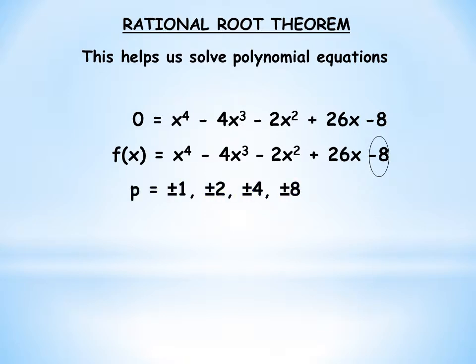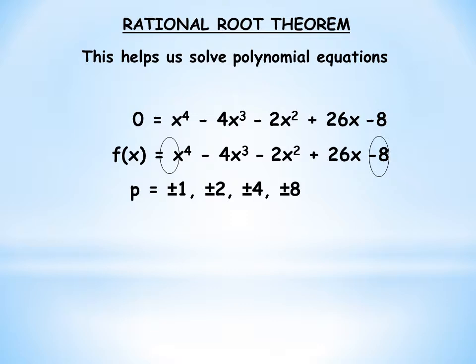The rational root theorem tells us that you're going to take all the factors of the last term, so all the factors of negative 8, and you're going to call that p. So it could be positive 1 and negative 8, or negative 1 and positive 8. It could be positive 2 and negative 4, or negative 2 and positive 4. So any combination of these 8 numbers, plus or minus 1, plus or minus 2, plus or minus 4, plus or minus 8, would get us to that negative 8. These are all factors of negative 8.